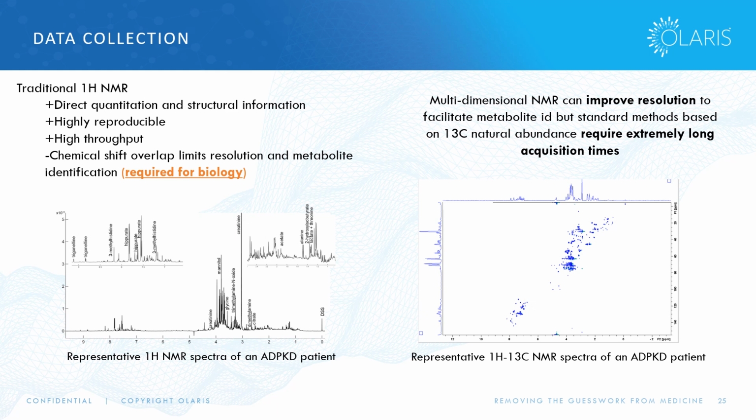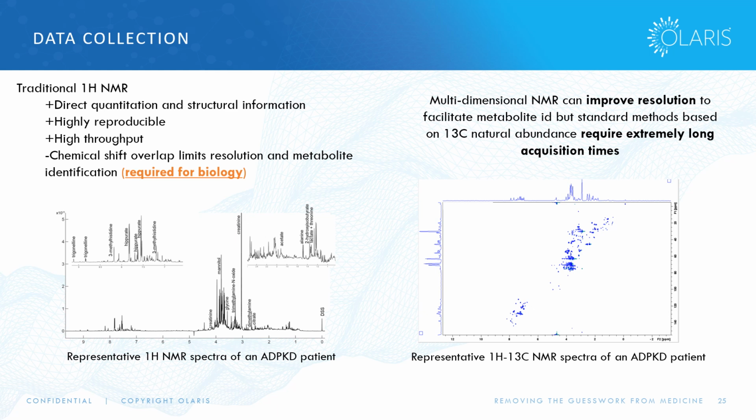But the problem is that there's still a great chemical shift overlap, especially in biofluid where we have a lot of molecules. And in that way, it's almost impossible to get correct metabolite identification for many metabolites. And this is fundamental for the link to biology that we mentioned at the beginning.